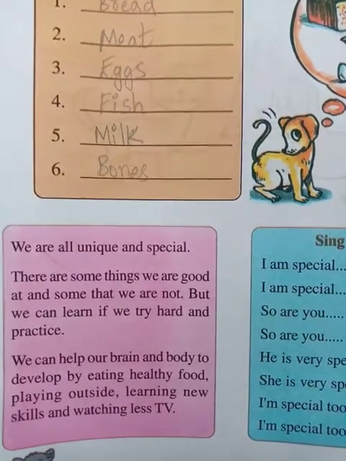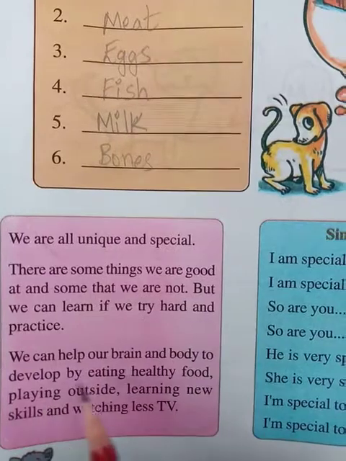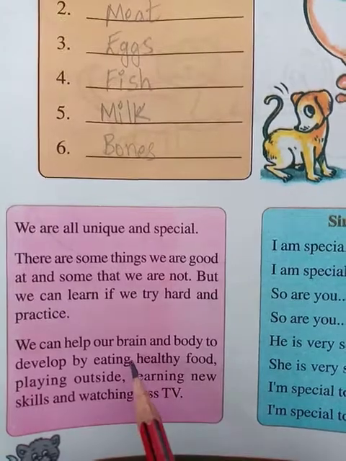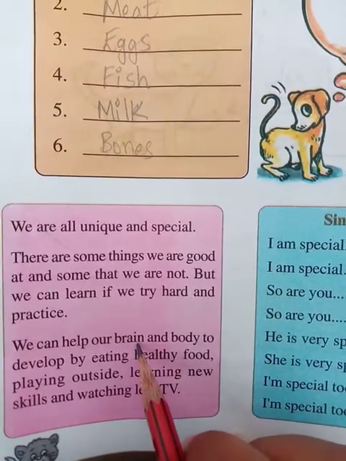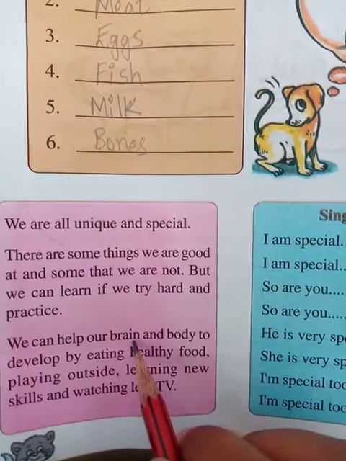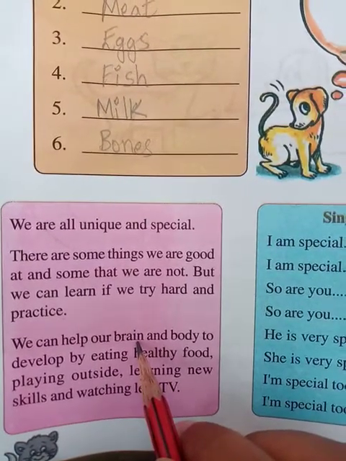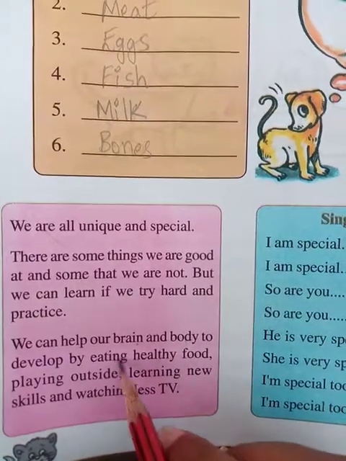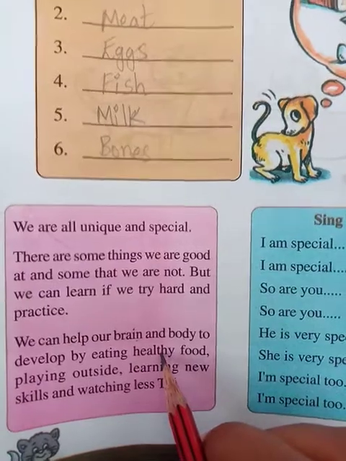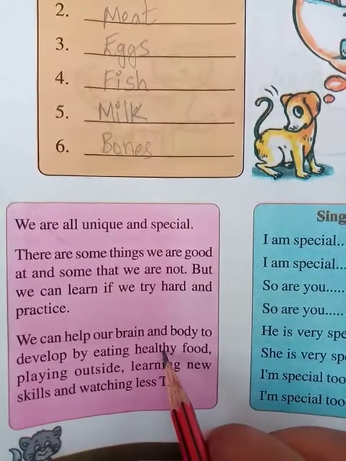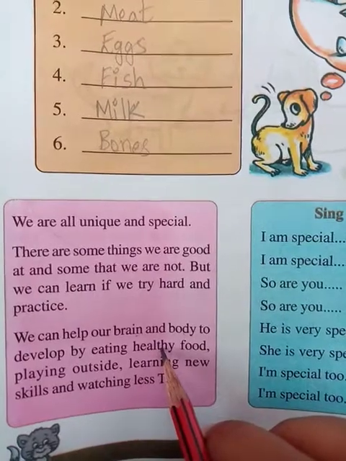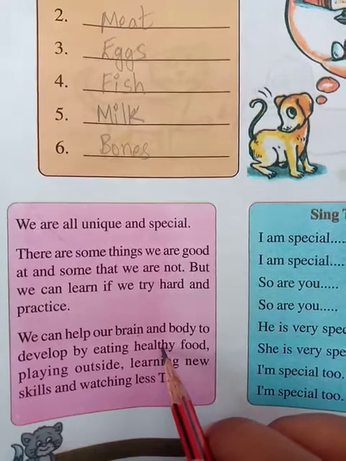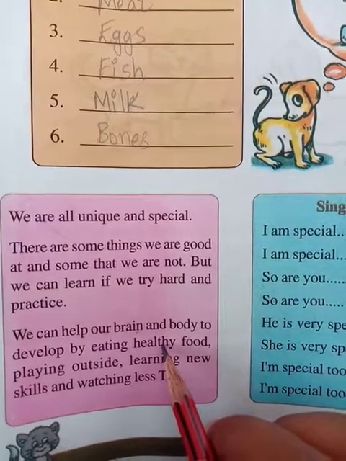We can help our brain and body to develop by eating healthy food, playing outside, learning new skills, and watching less TV. If your brain is sharp, then only you can read and write. For developing our brain and body, we have to eat healthy food, eggs and milk. Daily you have to eat one egg and drink one glass of milk. If you do that, you will become very healthy.